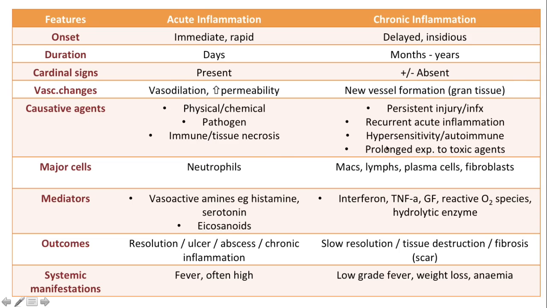The causative agents can differ while there is some overlap. The major cells are also different. Neutrophils predominate in acute inflammation, while mononuclear cells predominate in chronic inflammation. Both types of inflammation have associated mediators. The outcomes can be different. Systemic manifestations can be seen in both, with some differences between them.